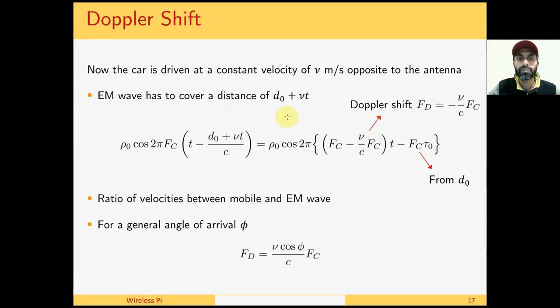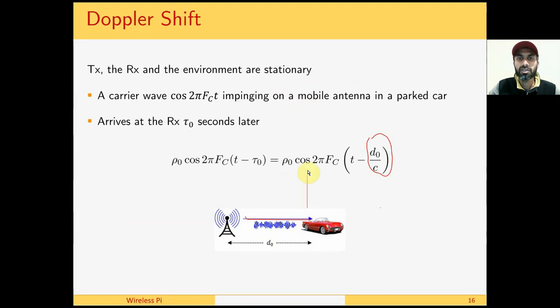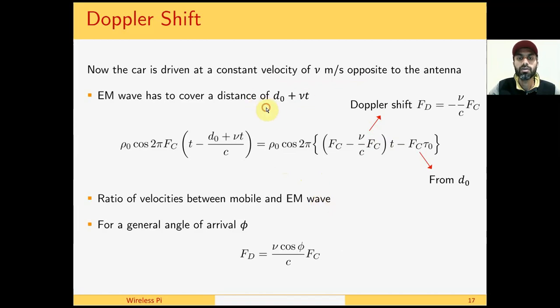is moving. Now imagine that a car is driven at a constant velocity of v meters per second, opposite to the antenna. Electromagnetic wave, which was covering a distance of d naught, now has to cover a distance of d naught plus vt. Taking the t as common, we can say that the carrier frequency has changed. And there is a Doppler shift in the actual carrier frequency, which is given by v over c fc, and the minus sign appears because the direction is opposite to the antenna.